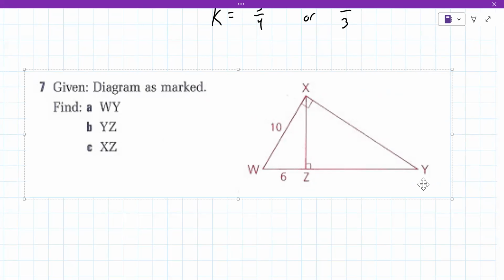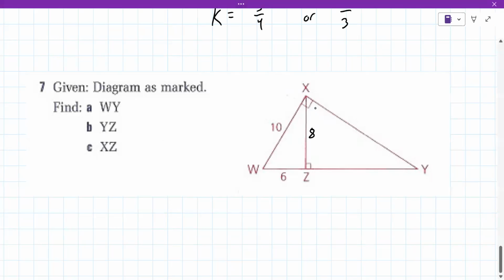You don't have to necessarily find them in this order, but could you look at this and tell me if you can easily or quickly find anything else on the triangle? So XZ should be 8, since it's a 3, 4, 5 triangle times 2. Okay, I agree.